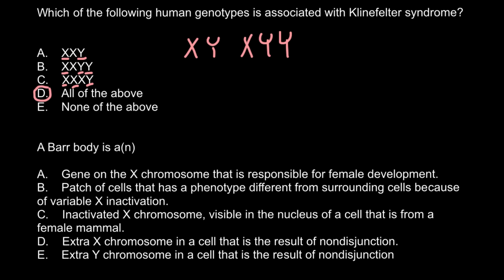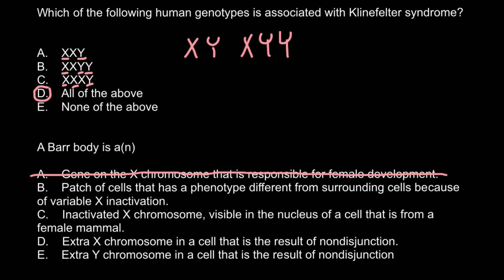chromosomes except sex chromosomes. So next question: a Barr body is, answer A, a gene on the X chromosome that is responsible for female development. And this is not true. There is no such gene that defines femaleness, but there is such a gene that defines maleness.